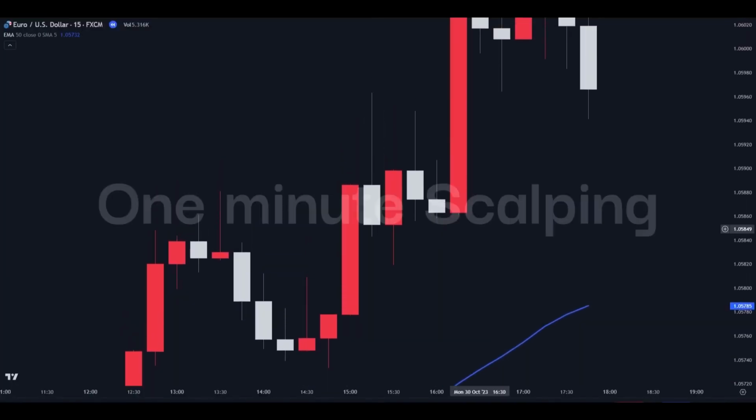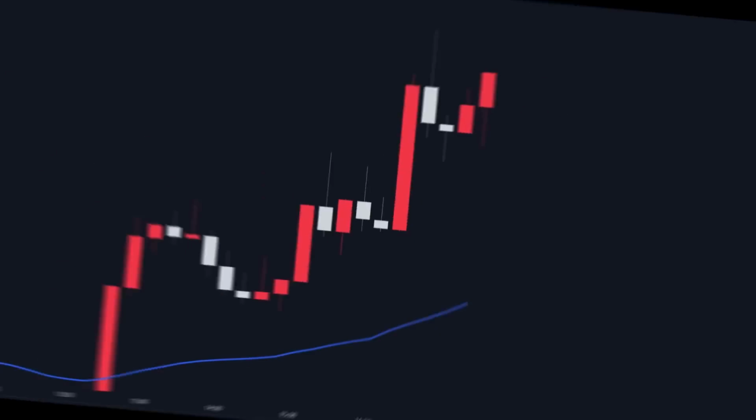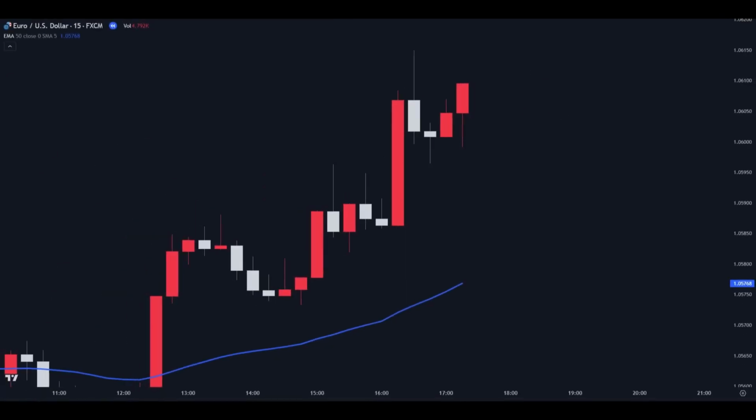Here is an example of a 1-minute scalping setup working out. First, on the 15 minutes, we can see that the price is trending above the 50 EMA. The market is constantly making new higher highs and higher lows, which shows that the overall direction in this time frame is bullish. So, we want to zoom into the 1-minute chart and look for long entries.